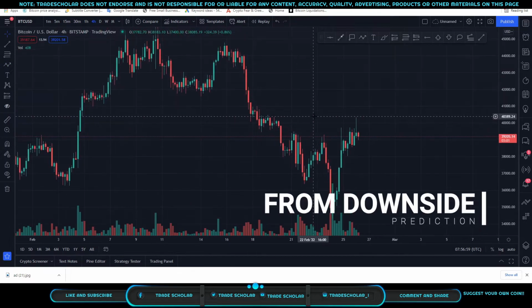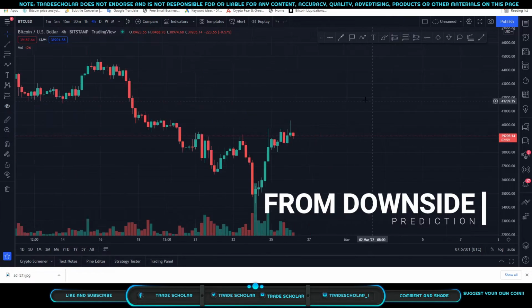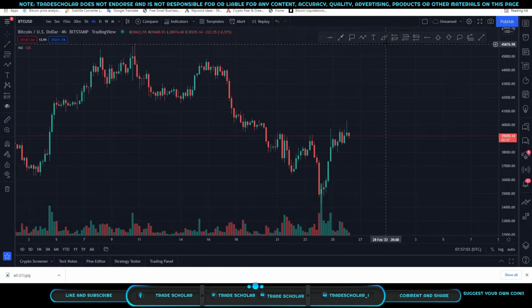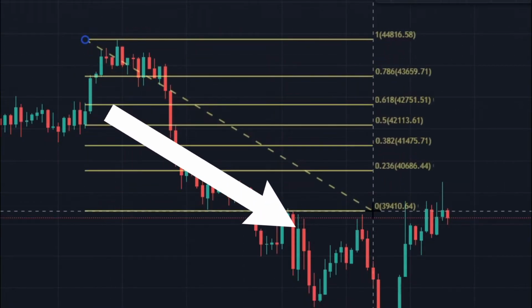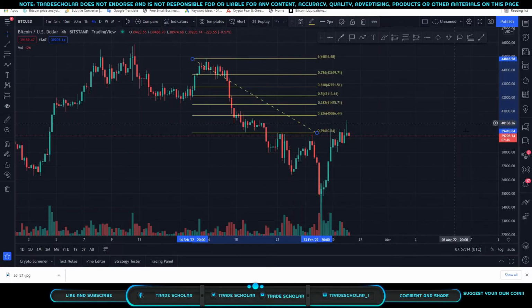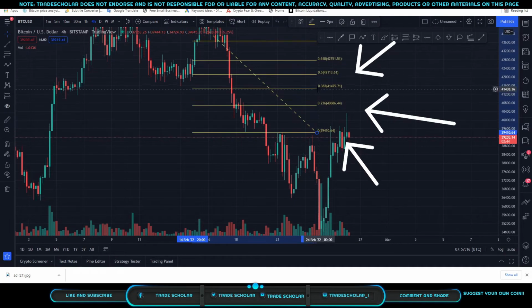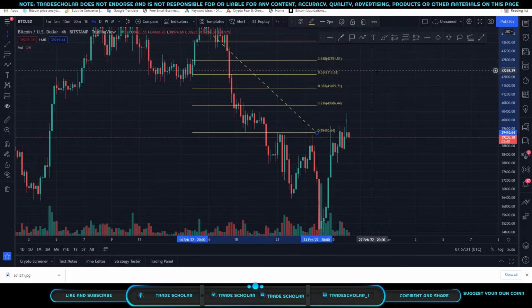How about predicting it to the downside? You use it from swing high to swing low. So the retracement areas are 0.382, 0.5, and 0.618.